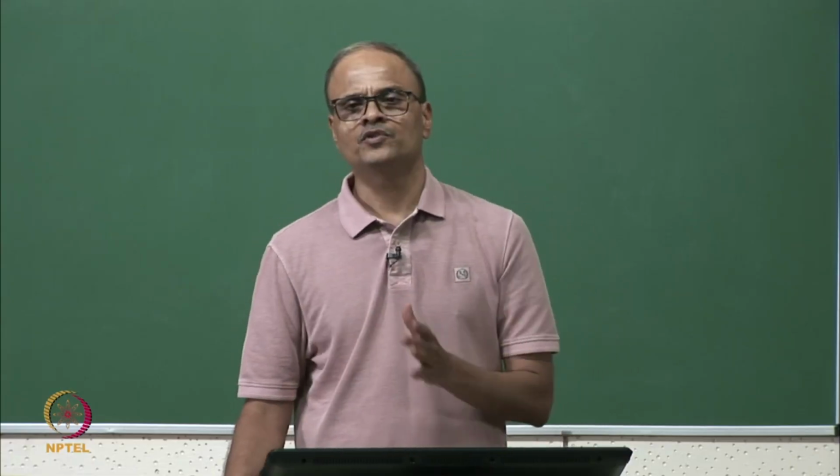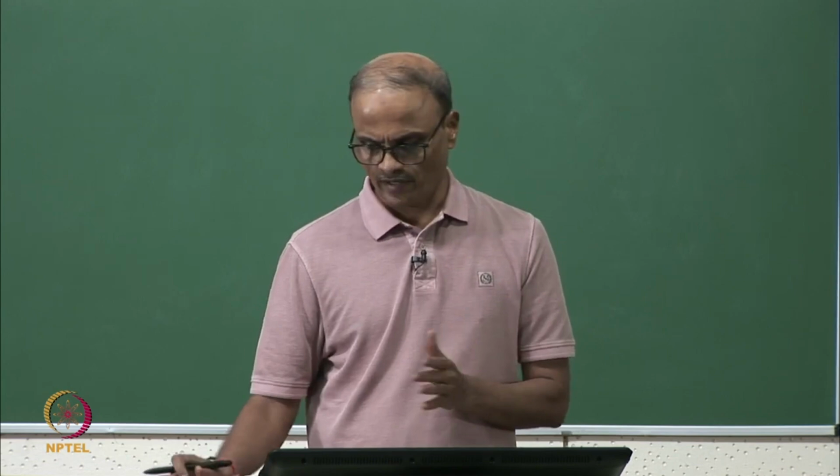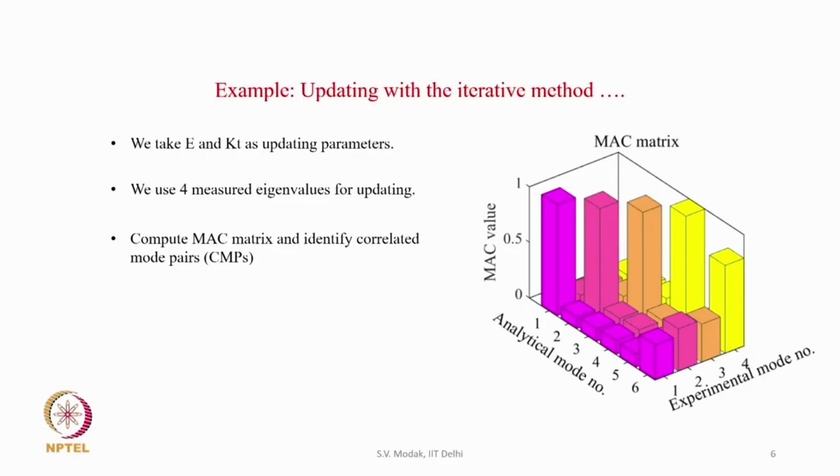So, it is easier to visualize this MAC matrix in the form of a 3D bar chart. So, let us see a 3D bar plot of the MAC matrix. You can see here we have these 4 experimental modes, experimental eigenvectors, and then we have 6 analytical or FE model eigenvectors, and on the vertical axis we are showing the MAC value.